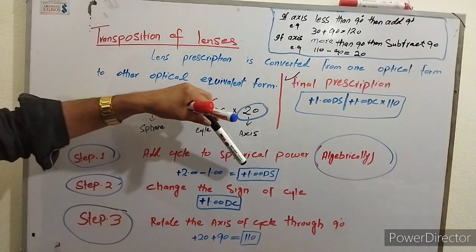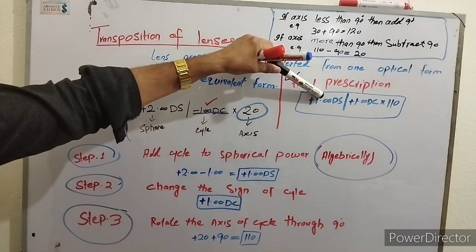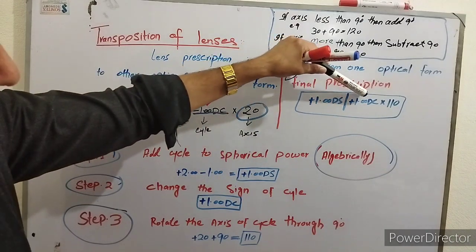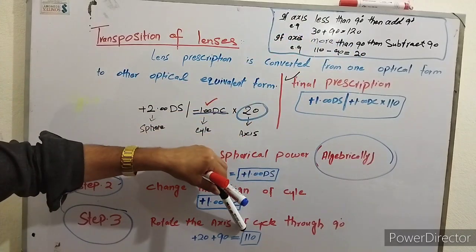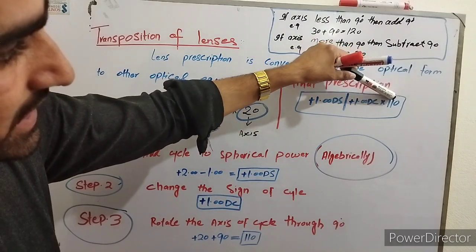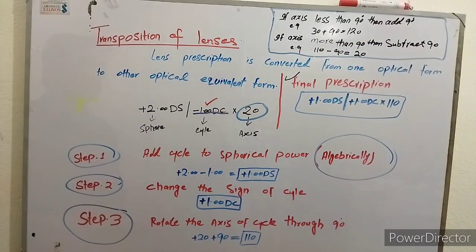Now this is our spherical, +1 diopter sphere we have written here, and this is our cylinder, +1 diopter cylinder we have written here. And what will be our axis? Our axis is 110, so we have written here. This is our final prescription.